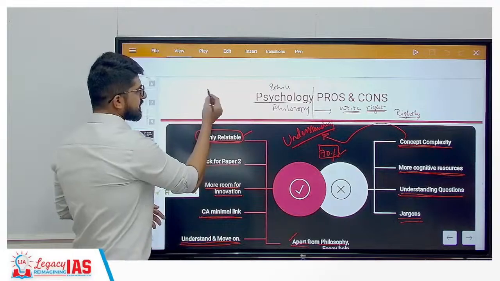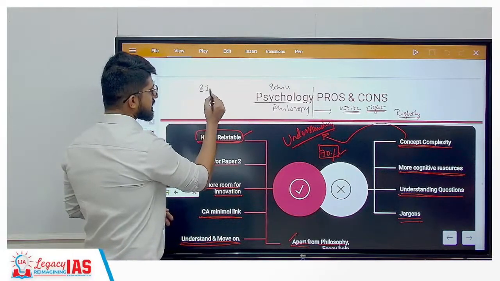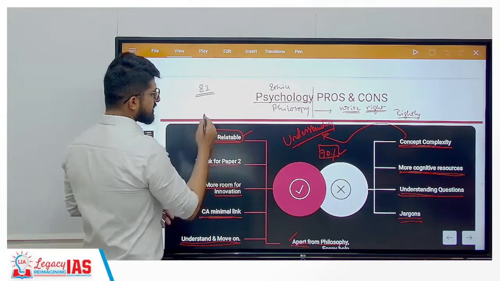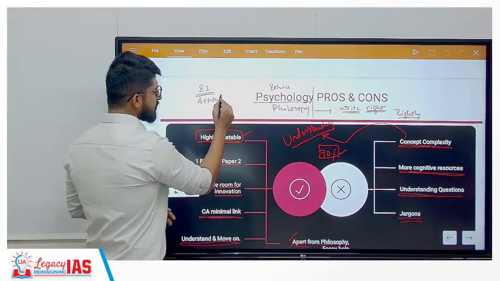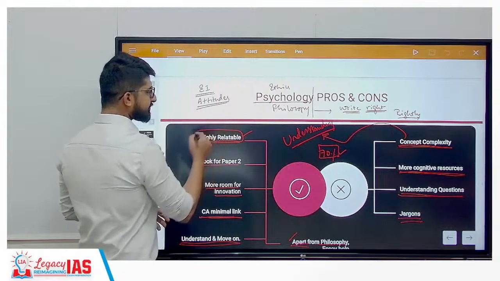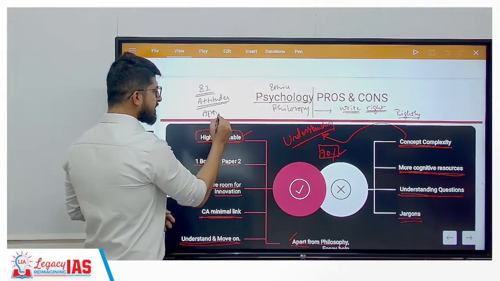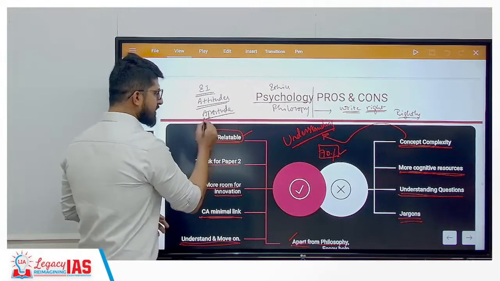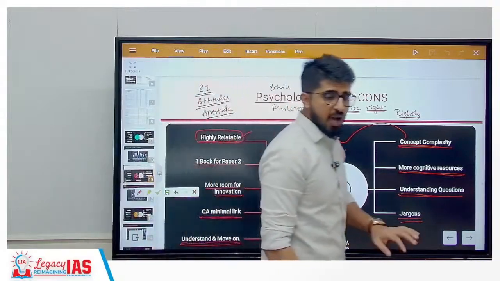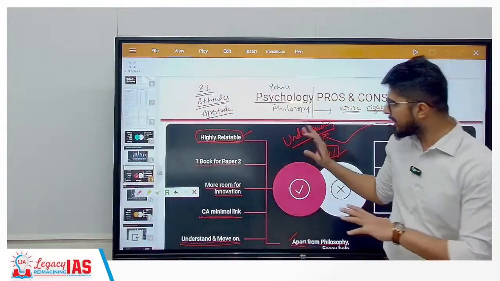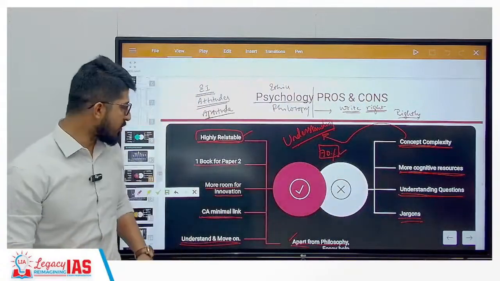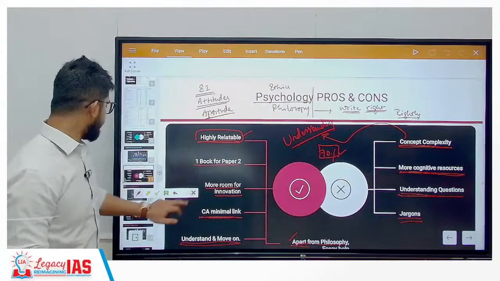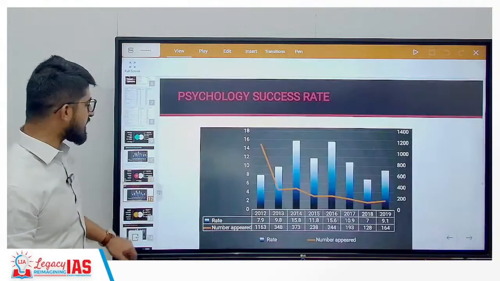So the first chapter is emotional intelligence, that is related to your psychology. And then you have the attitudes chapter, which is related to psychology optional. Aptitude chapter is also related to psychology optional. So you have almost 3 chapters which are related to psychology. So that overlap you have with psychology as an optional. And next, look at the success rate.